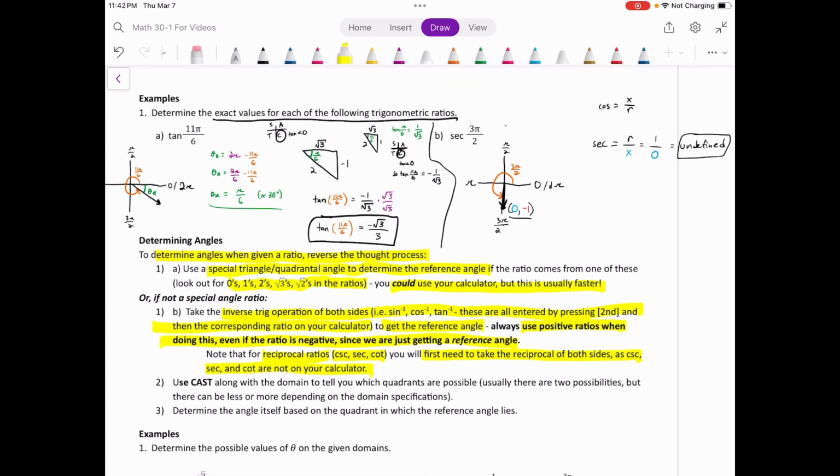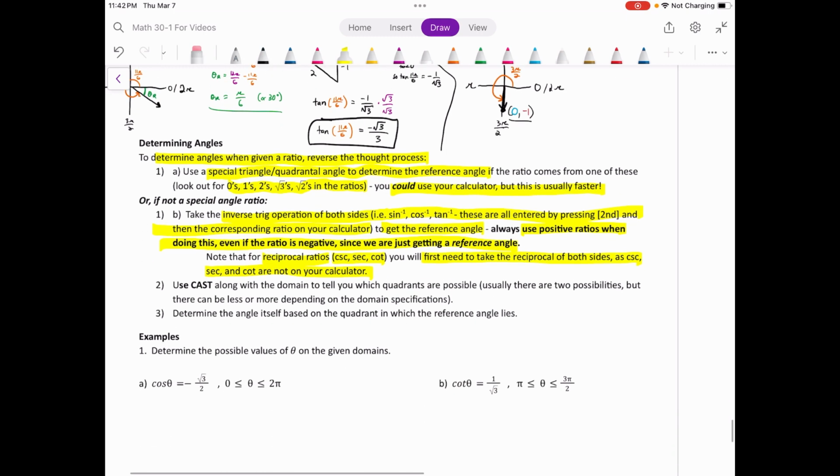Okay, use the ratio to figure out what the special triangle is instead of using the special triangle to figure out the ratio. Okay, and then from there, place it into the 4 quadrants, right? Think about CAST. If it's negative, what quadrants would that ratio be negative in? If it's positive, what quadrants would that ratio be positive in, right? So use CAST along with a domain to tell you which quadrants are possible.